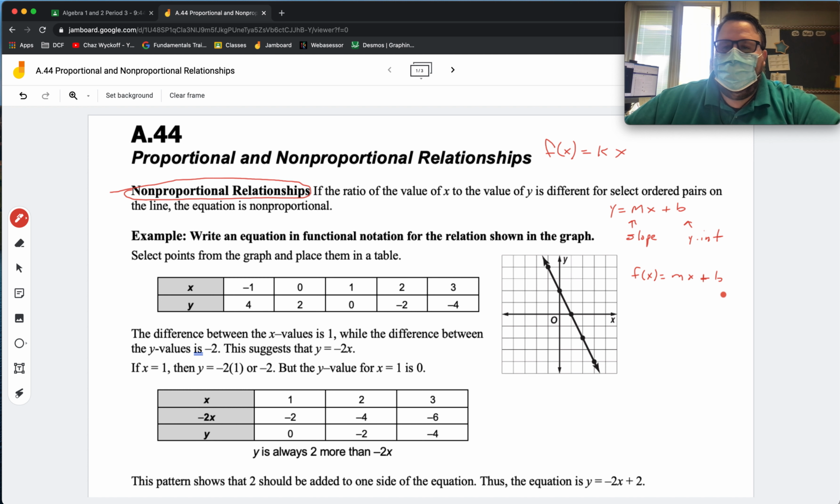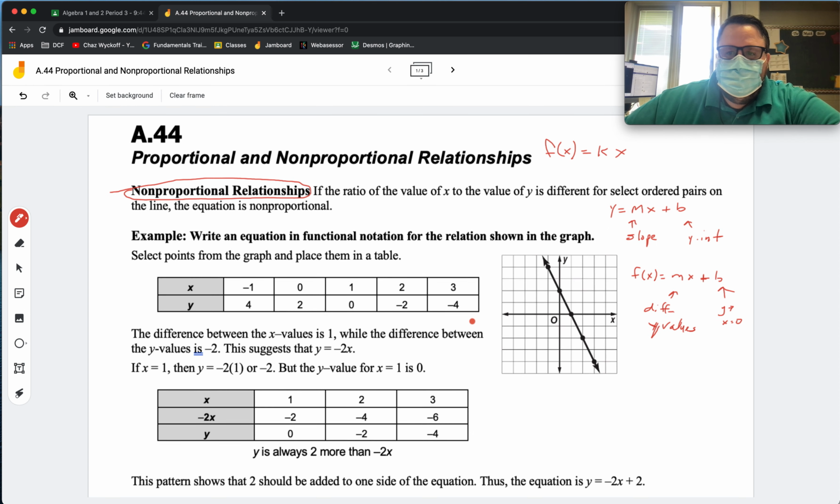Now b is the y value when x equals 0. And slope is going to be the difference in our y values. So in our xy table, it's going to be the difference of our y values. And that's a y. Make sure that's clear.